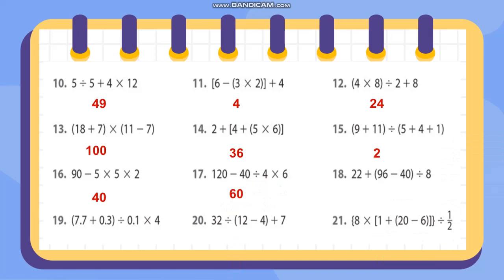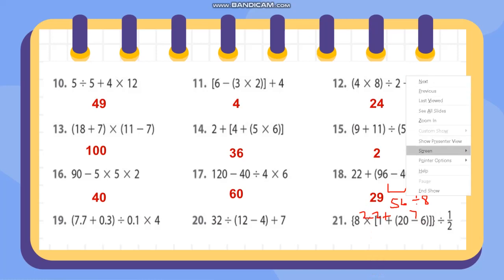Now let's answer question number 18. 22 plus 96 minus 40 divided by 8. So 96 minus 40 is equivalent to 56. Then 56 divided by 8 is equivalent to 7. And 22 plus 7, that is equivalent to 29.